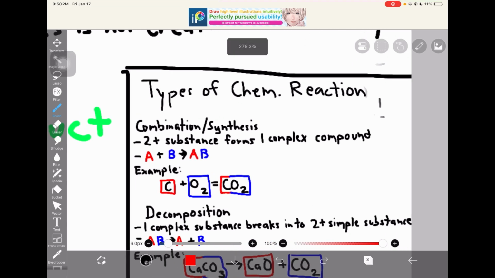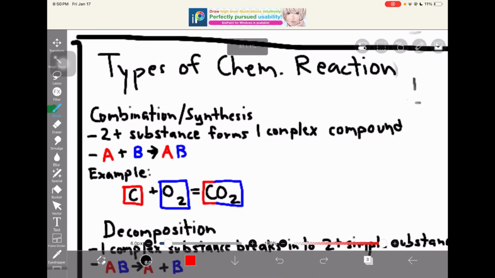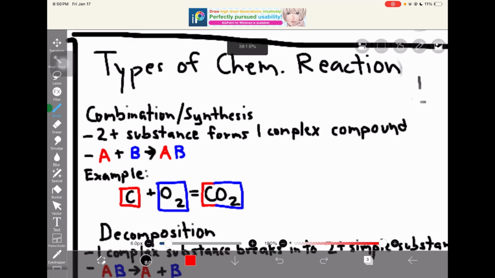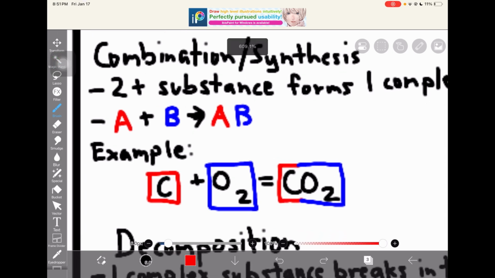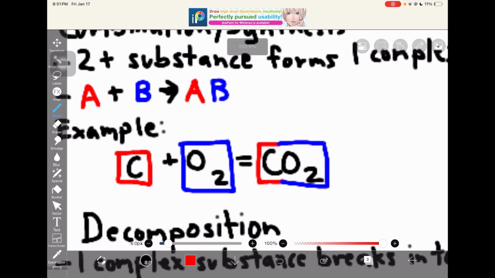The first one is combination or synthesis, where two or more substances form one complex compound. As you could see over here, I color-coded it. It's A plus B turns into AB. The example is 1 carbon plus oxygen gas, so that's 2 oxygen, is equal to 1 carbon and 2 oxygen, or carbon dioxide.